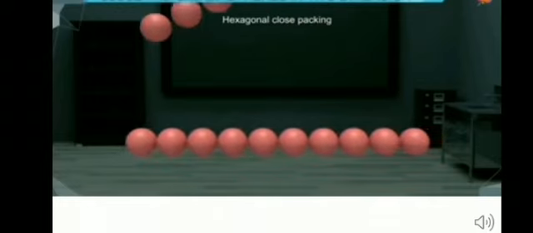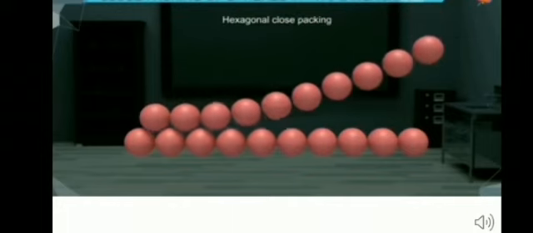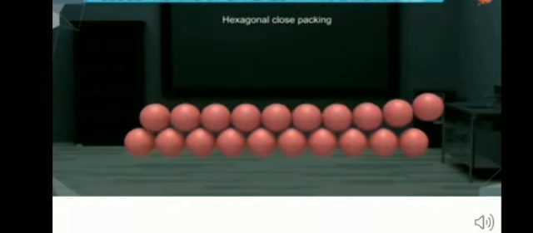Hexagonal close packing. In this type of packing, second row of spheres are placed in staggered manner such that spheres of second row fit into the depression of the first row. If we call the first row as A type, then the second row is different from the first, so it will be called as B type.